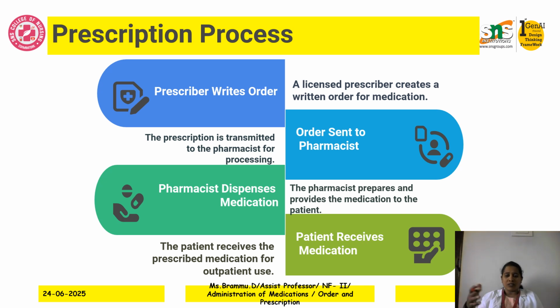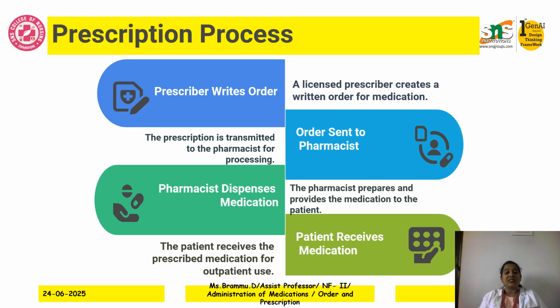In the prescription process, the prescriber writes the order. It is always created by a licensed practitioner. Once the order is written, it is sent to the pharmacist for purchasing the drug. Once the drug is purchased, the pharmacist dispenses the medication from the pharmacy. And finally, the patient receives the medication.